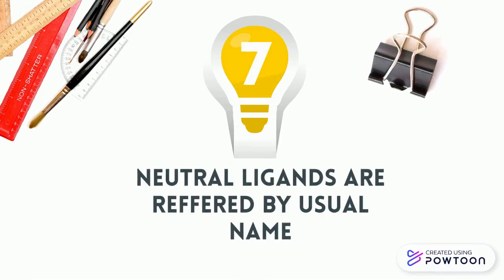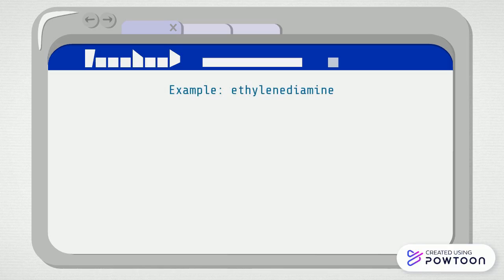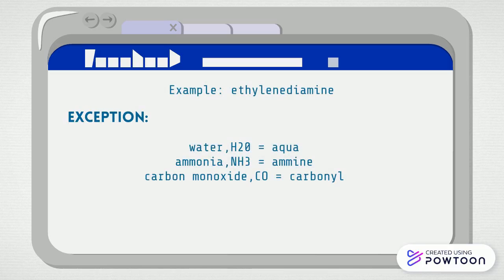Neutral ligands are referred to by the usual name for the molecule, for example, ethylenediamine. Exceptions are three, which are firstly, water, or H2O, equals aqua; ammonia, which is NH3, equals ammine; and last one, carbon monoxide, which is CO, equals carbonyl.